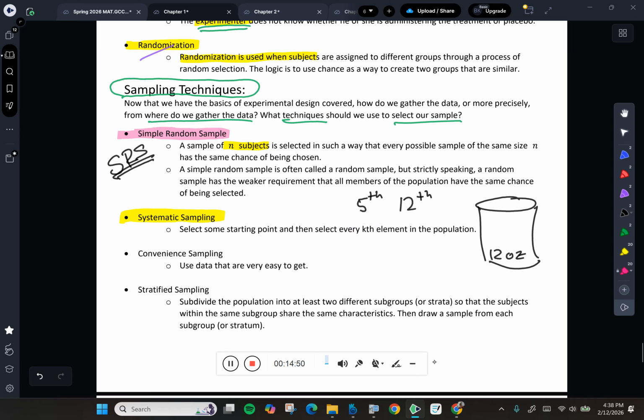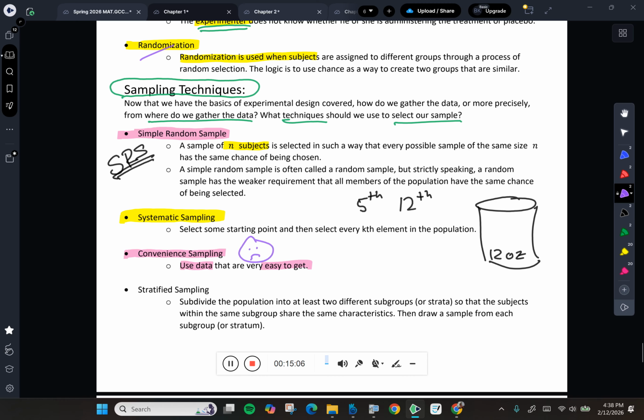Right? There is something called convenience sampling. Now, convenience sampling is just when you use data that's easy to get. It's convenient. Right? This is, well, let's put it bluntly, this is bad, right?